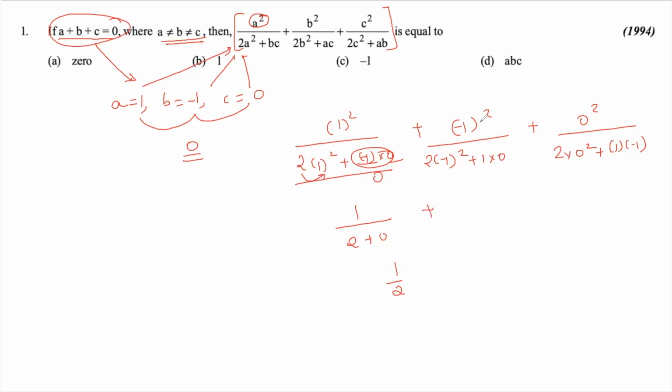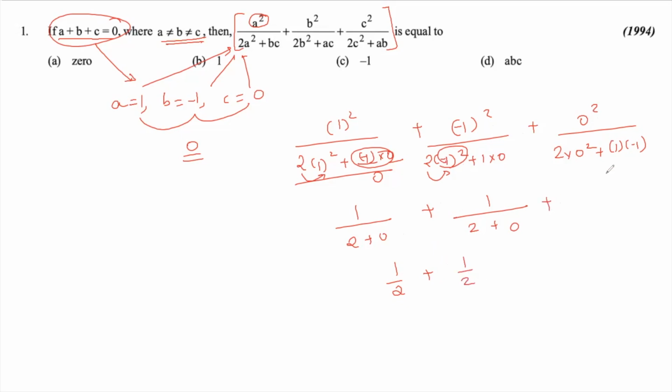Plus the second term has -1 square in the numerator. -1 square is 1 only. And denominator has 2 into -1 square. So -1 square would be 1. 2 into 1 would be 2 only. Plus 1 into 0 is 0. So the second term is also 1 upon 2 plus 0. So I'll write plus 1 upon 2.